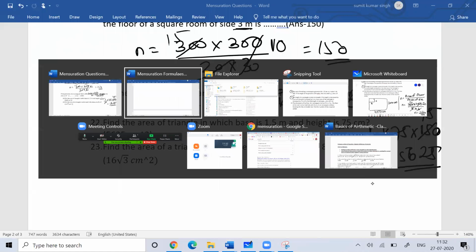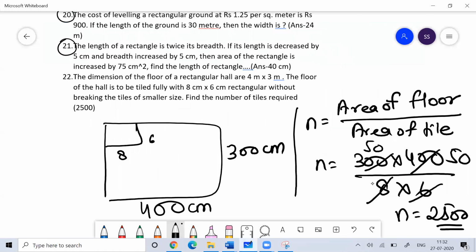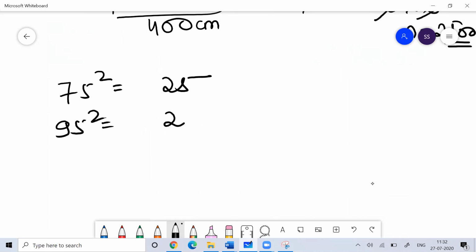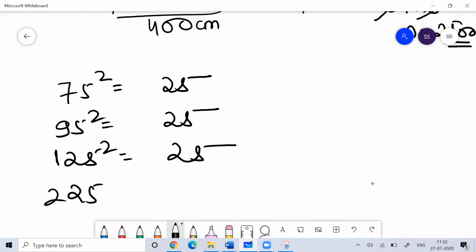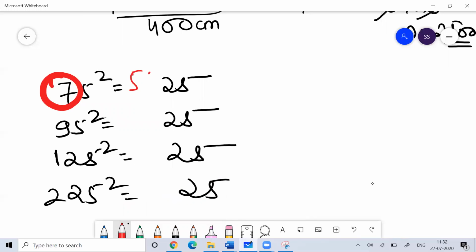Any number ending with 5, you want the square. 75 square will always end with 25. 95 square, it will always end with 25. 125 square, that will always end with 25. 225 square, that will always end with 25. Now see the digit here. The digit here is 7. What is the next digit of 7? Next digit of 7 is 8. 7 eights are 56. So this is the answer.